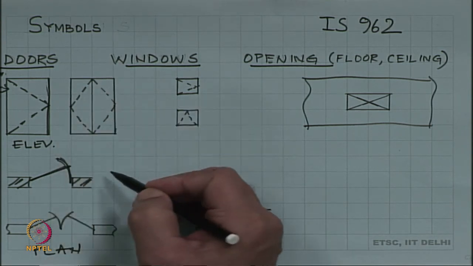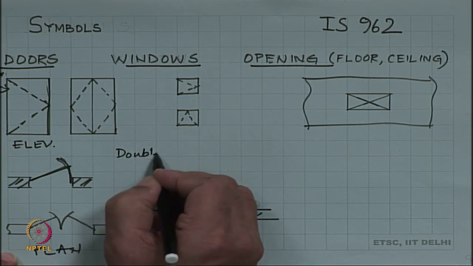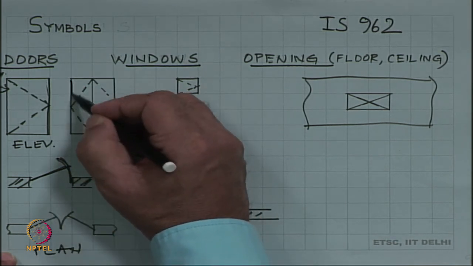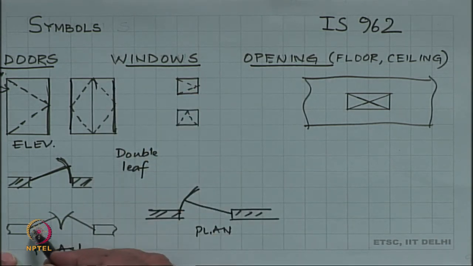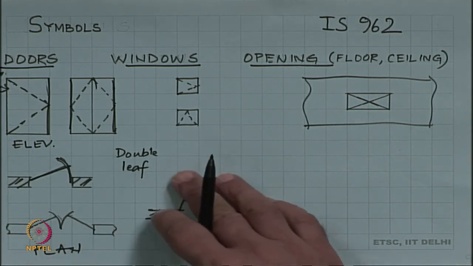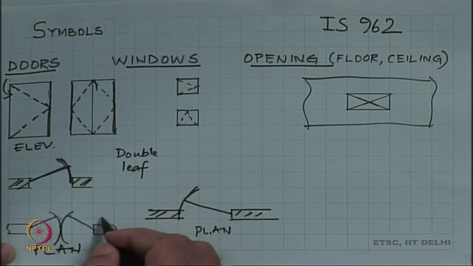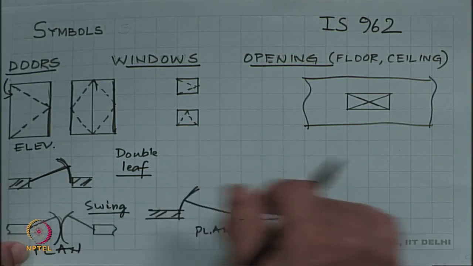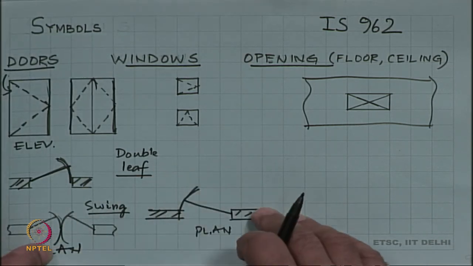If there are two leaves of the door, this is called a single leaf, and this is the double leaf. That means this half of the door hinges over here, this half of the door hinges along here, and so in the plan view, this is how it will look: this door is opening on this side, this door opens on that side. It could open both sides, that is possible. This is called the swing. So, this is the leaf and this is the swing. There are also sliding doors and revolving doors, and they all have symbols in the standard, which we can look up.